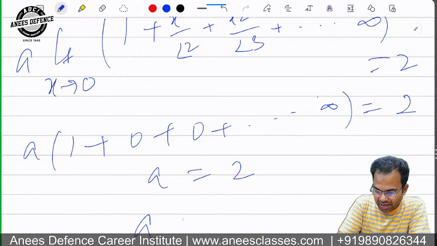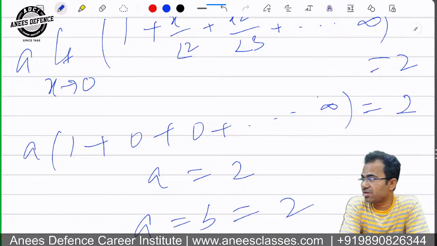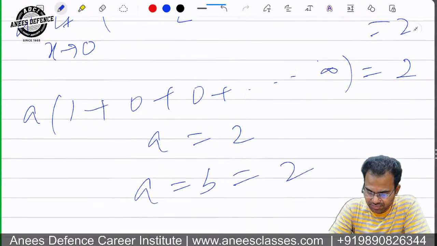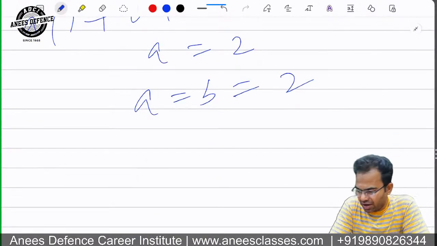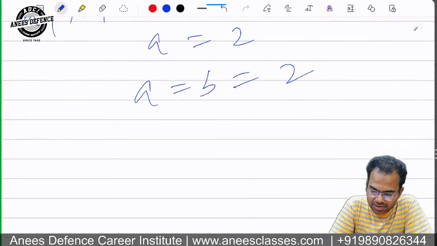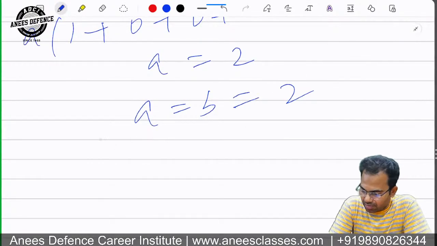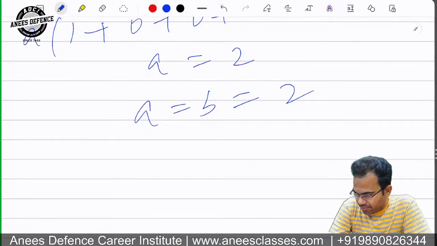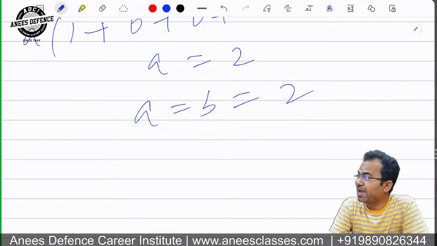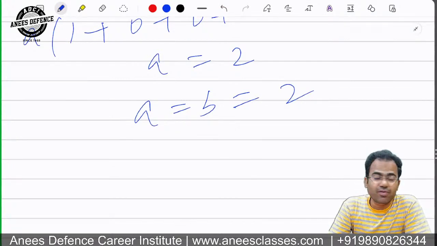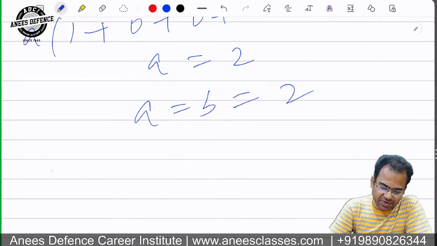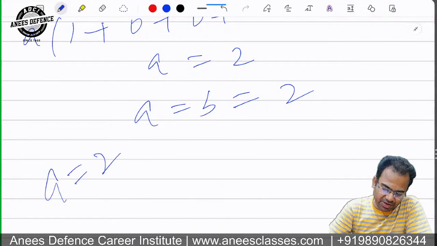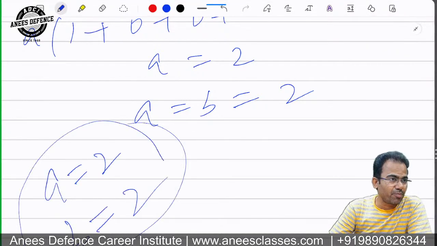Earlier you found a equal to b. So a equal to b equal to 2, right? By L'Hopital law, you can find A equal to 2, but with your intelligence, you have to compare A and B. If you compare A and B, you will say if A equal to B, then we will get 2 answer. So we get A equal to 2, so B will also be 2, okay? By L'Hopital law.